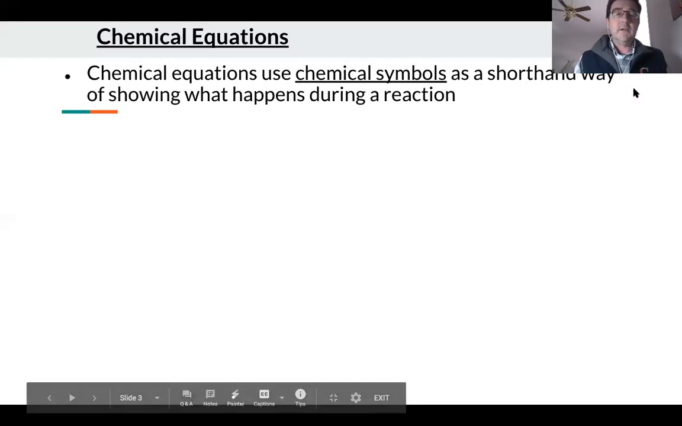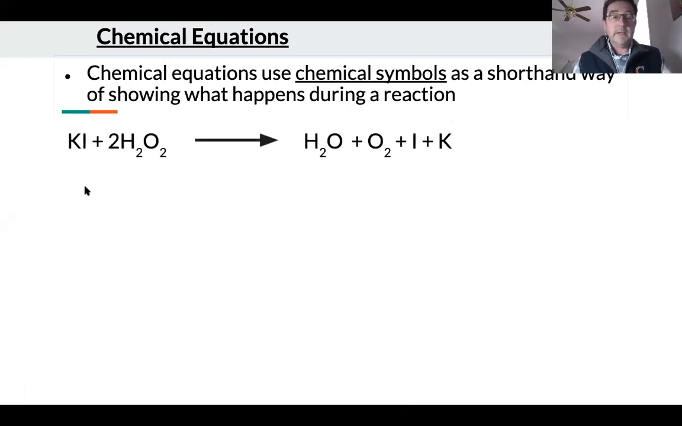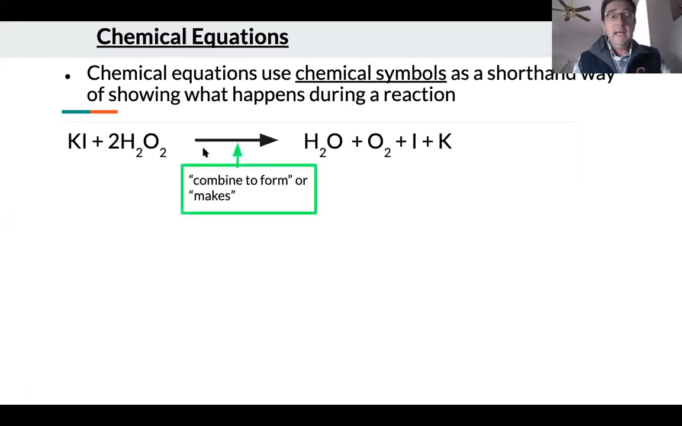So we take a look at chemical equations. They use chemical symbols as a shorthand way of showing what happens during a reaction. Here's the chemical equation for what we just saw, the decomposition of hydrogen peroxide. This is hydrogen peroxide right here, H2O2. The numbers mean something more; we'll take a look at that in Science 10. Essentially what this means is there are 2 hydrogen atoms and 2 oxygen atoms, and altogether there are 2 hydrogen peroxide molecules that go into this reaction. These arrows that we look at here, this black arrow, we would read that as combine to form, or makes.